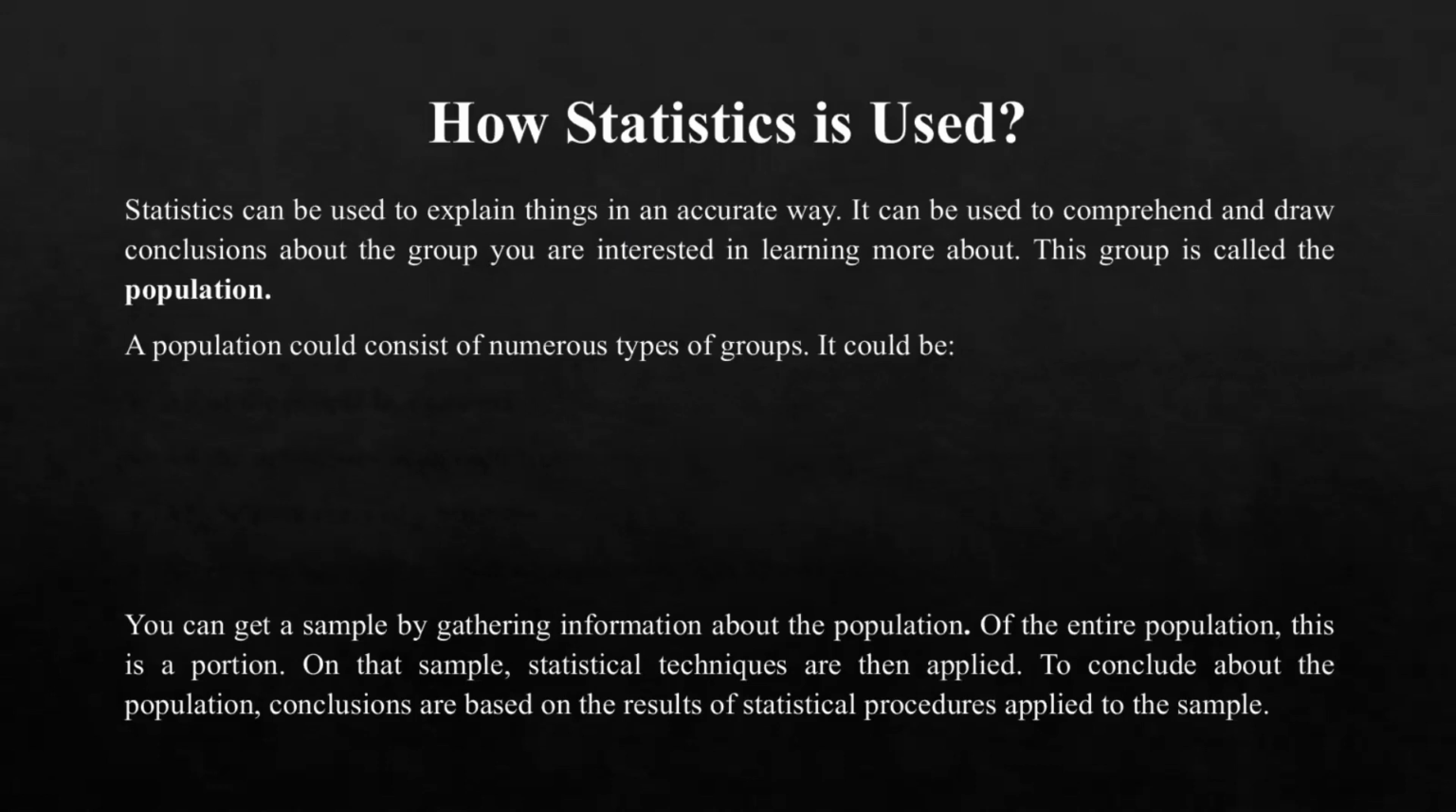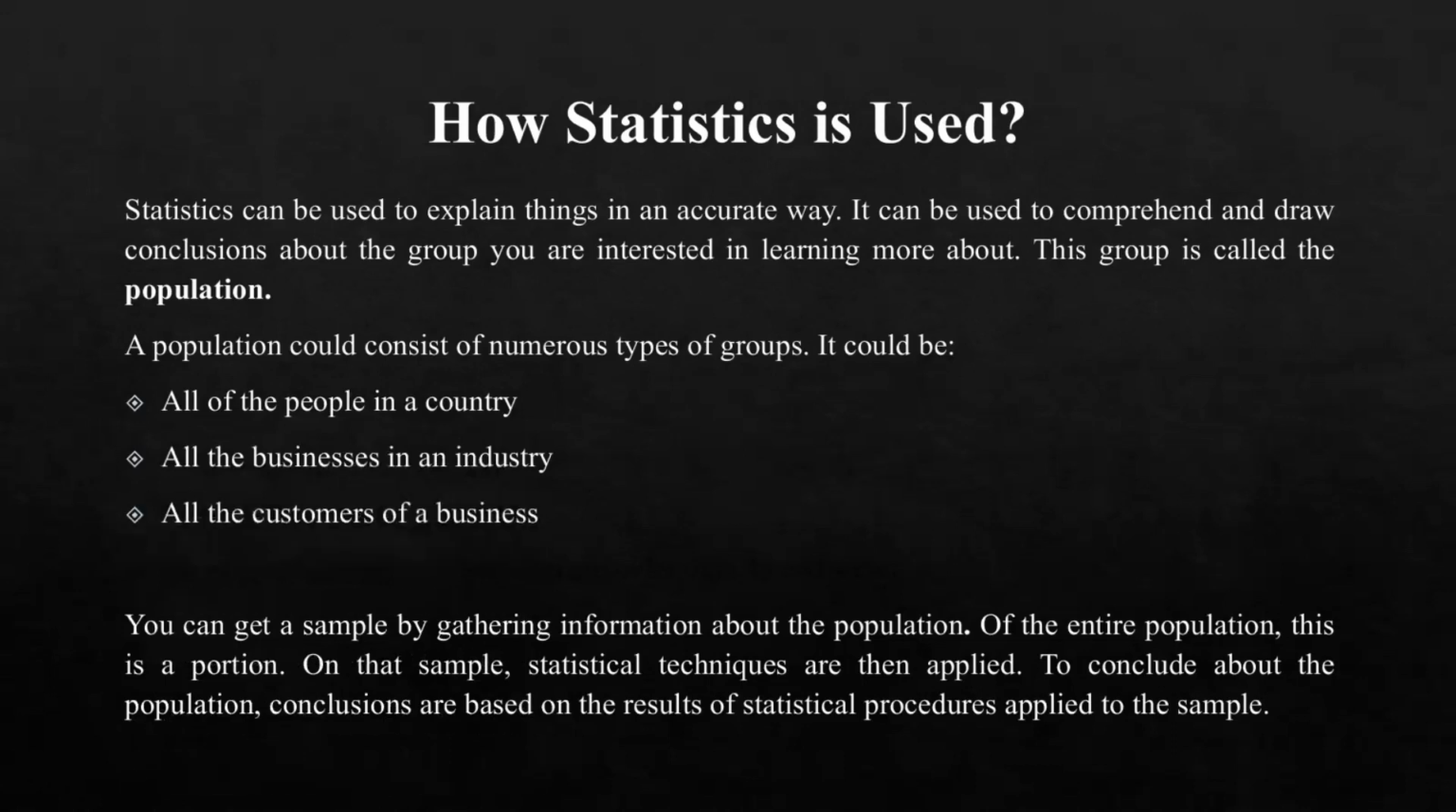So, how is statistics used? Statistics can be used to explain things in an accurate way. It can be used to comprehend and draw conclusions about the group you are interested in learning more about. This group is called the population. A population could consist of numerous types of groups. It could be all of the people in a country, all the businesses in an industry, all the customers of a business, or all the people that play football who are older than 45, and so on.